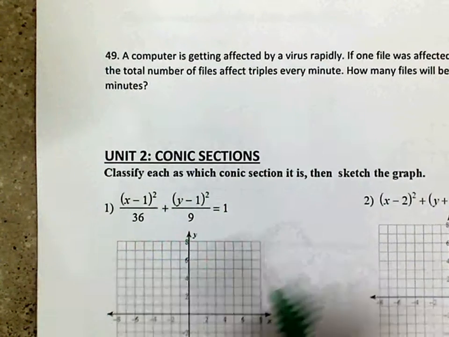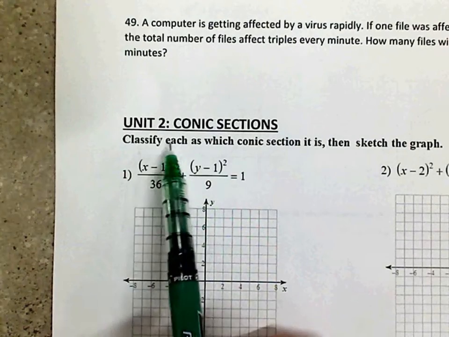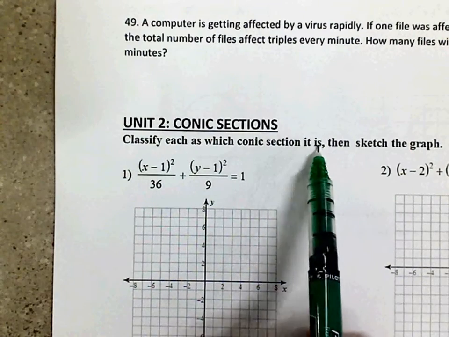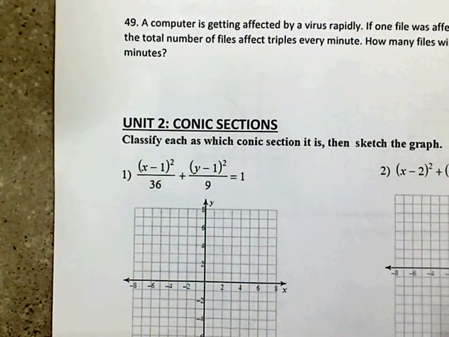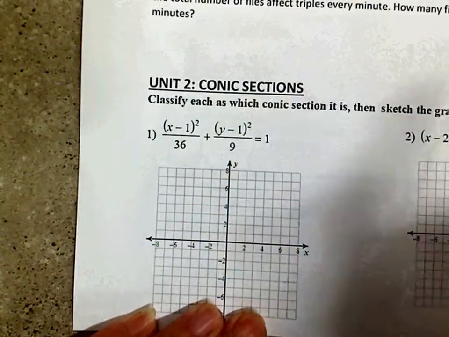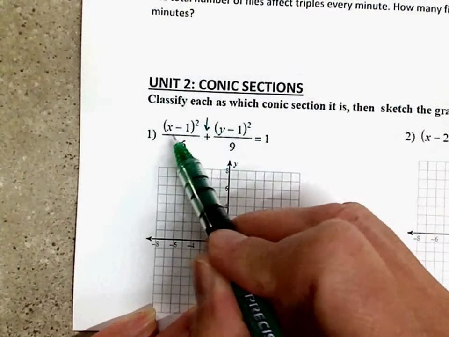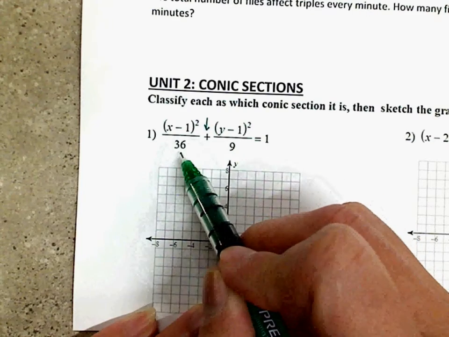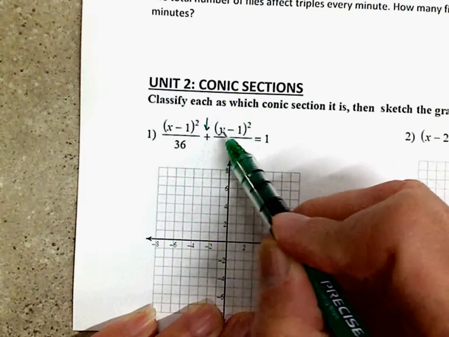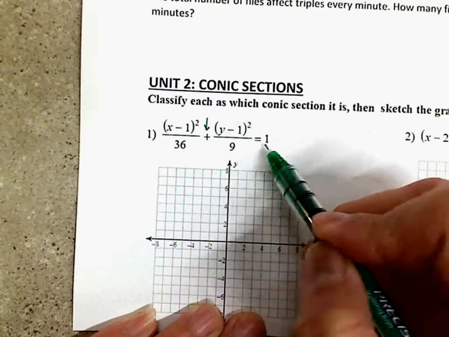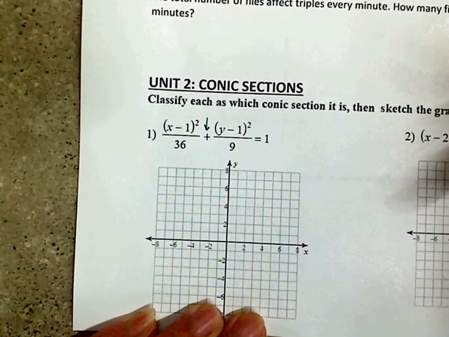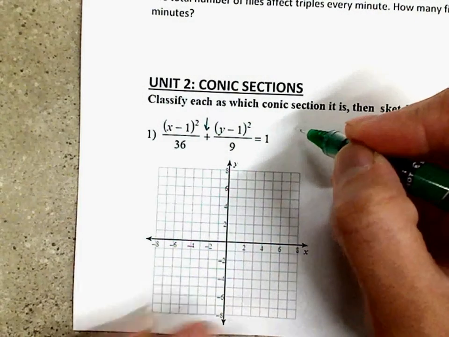Okay. Number 1, classify each as which conic section it is, then sketch the graph. So if you look at number 1, you notice how this is a plus sign. You've got (x minus 1) squared over 36 plus (y minus 1) squared over 9 equals 1. This tells you that this is an ellipse.